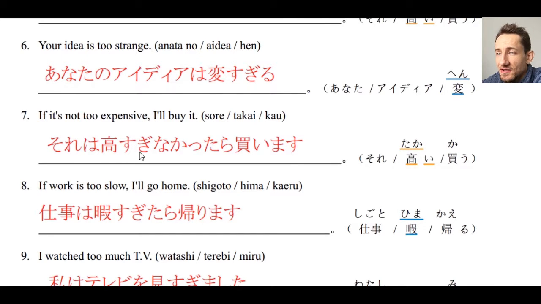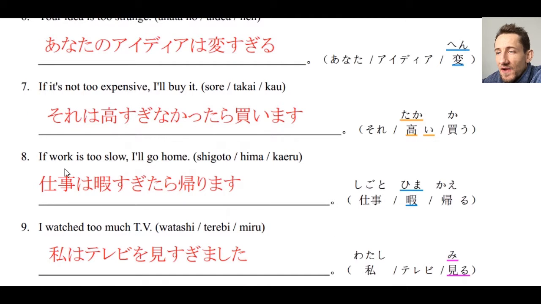Number 7, if it's not too expensive, I will buy it. それは高すぎなかったら買います。So we have, 高すぎない。高すぎなかったら, if it's not too expensive, 買います。I will buy it. So this one is a little difficult. We have to conjugate to the negative form and the conditional form. 高すぎなかったら.